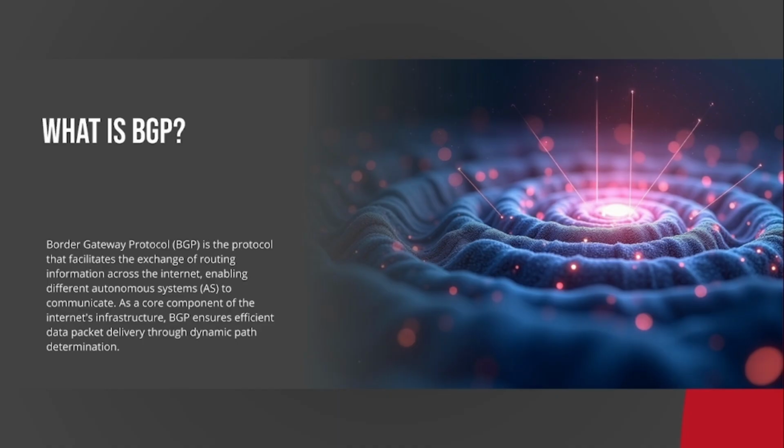So as a core component, BGP ensures efficient data packet delivery through dynamic path determination, and this is a protocol that can carry a lot of prefixes, or network layer reachability information, NLRI as we say, and it can support millions of NLRIs, but not in the case of OSPF or EIGRP. So we cannot use OSPF and EIGRP as the routing protocol for the ISP.